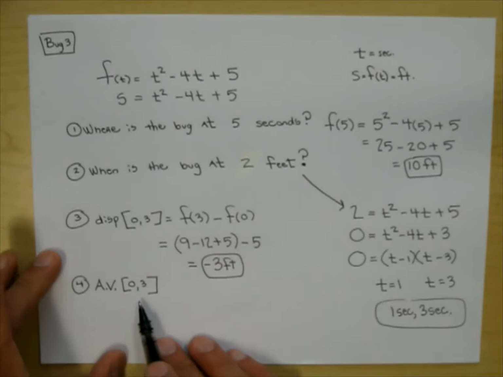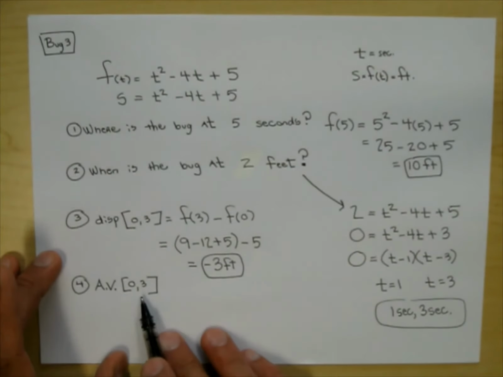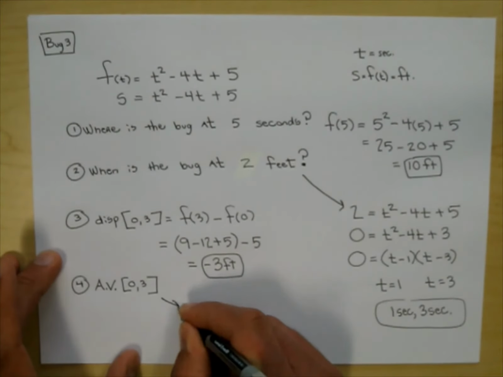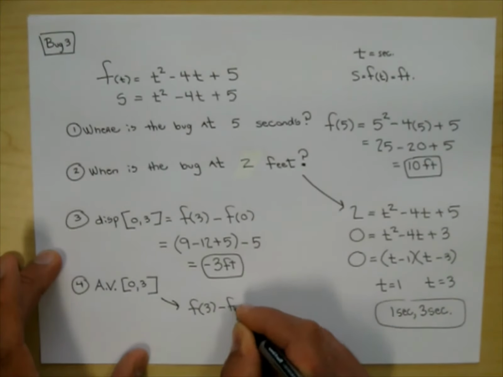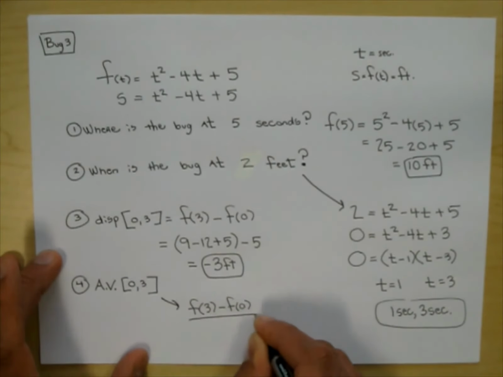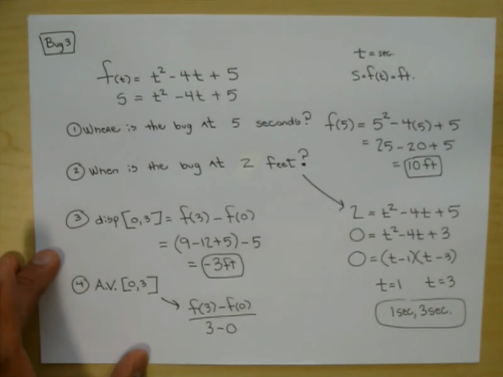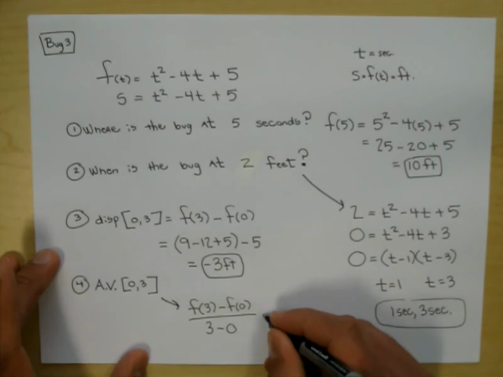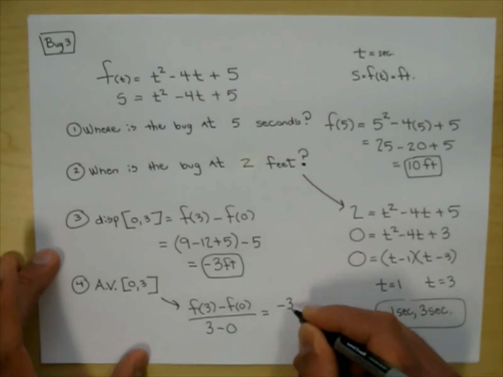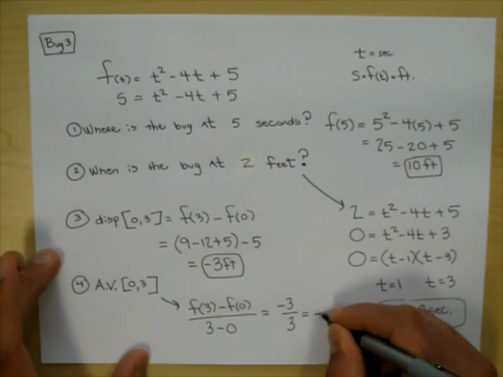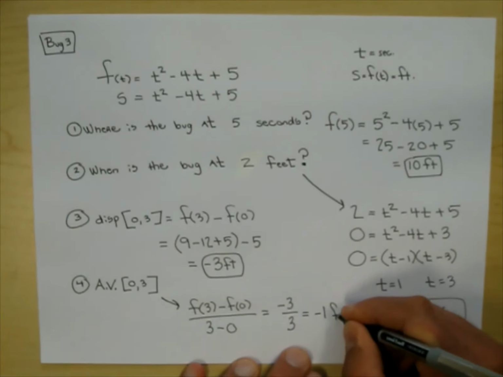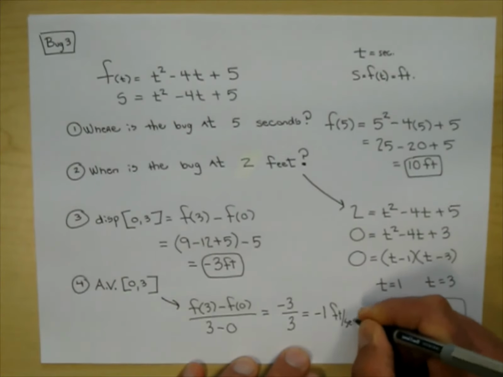Now, average velocity, we can put the displacement over the time, and that's great. We can figure that out really quickly, but I'm going to go ahead and show you the formula here. It's f of 3 minus f of 0, all over 3 minus 0. And so we've already done the one on the top. This is negative 3, and the one on the bottom is 3. This gives me negative 1 feet per second.